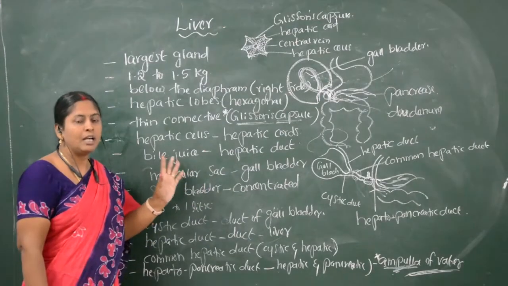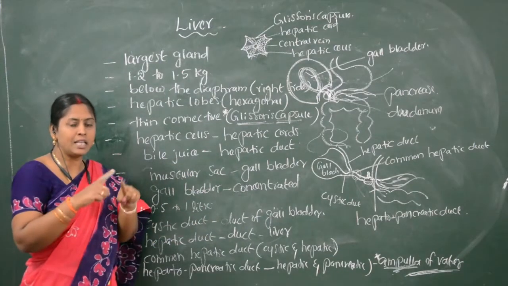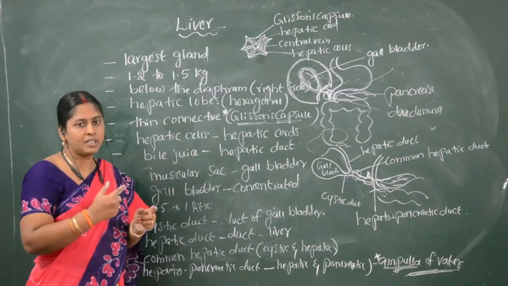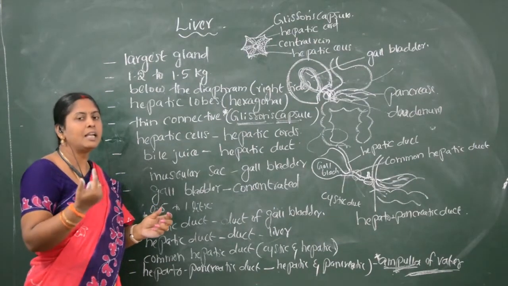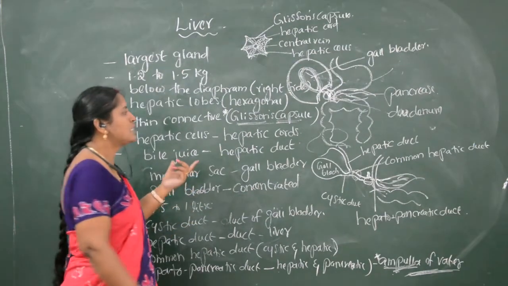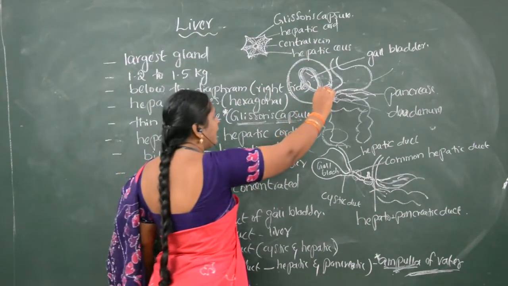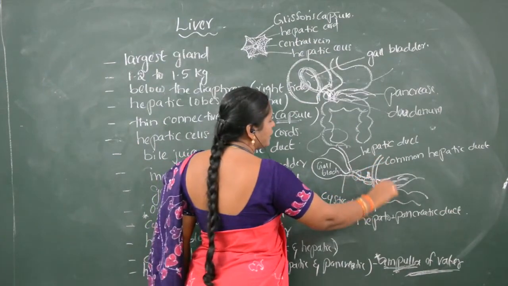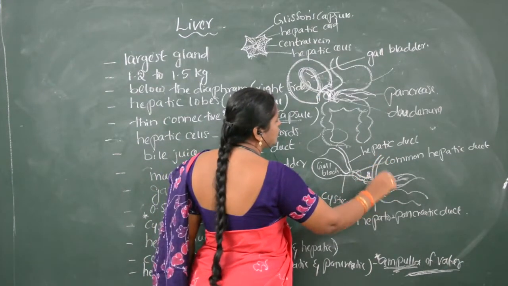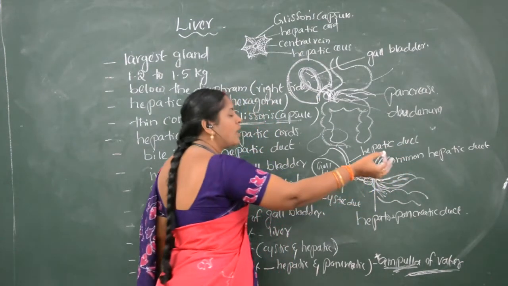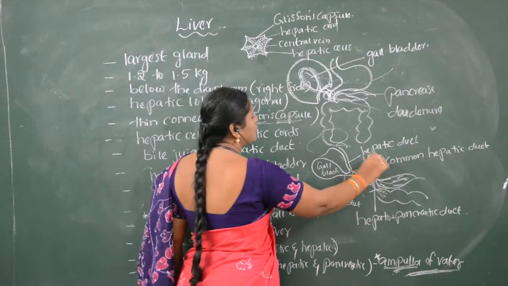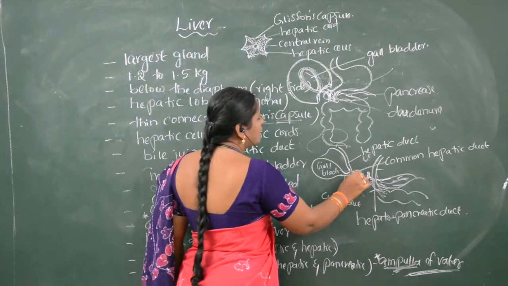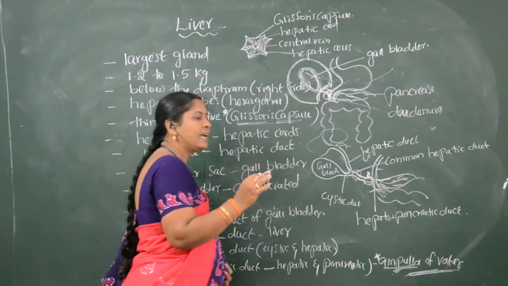Common hepatic duct is the union of cystic duct and the other one, the hepatic duct. So this common hepatic duct enters into the duodenum, which is a C-shaped structure, or we can say a U-shaped structure. So into this duodenum, this common hepatic duct enters.